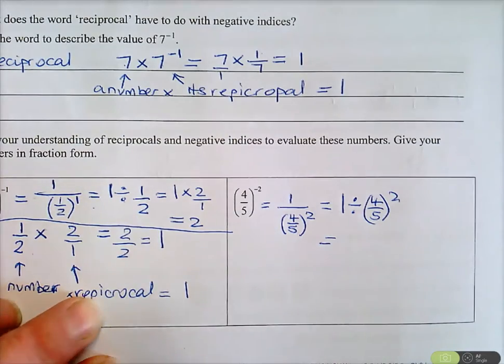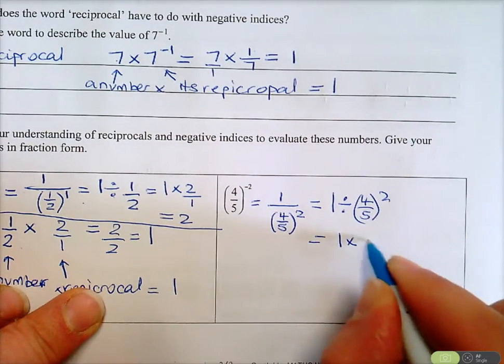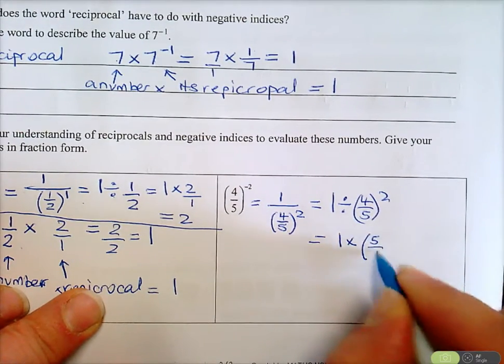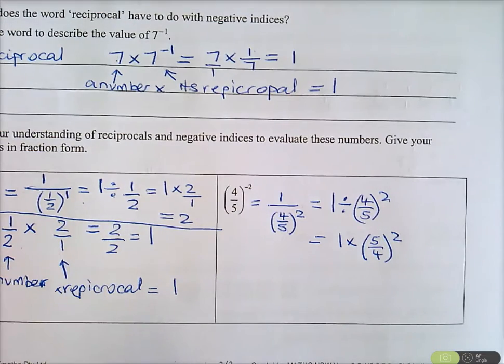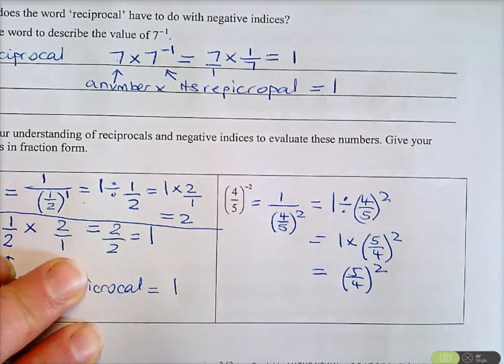All right, what do I change the divide to? We can't divide by fractions, girls. We only multiply. Times by, what do you think I'm going to do? 5 over 4. It's still squared because that's really 4 squared over 5 squared. And that's it. 5 over 4 squared.